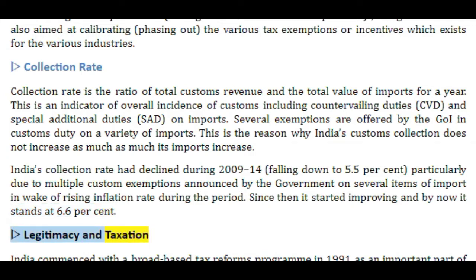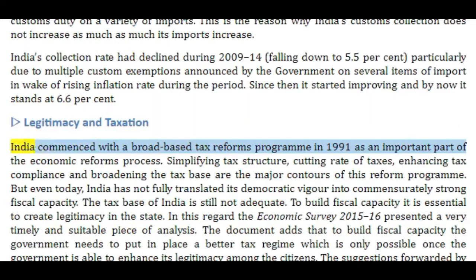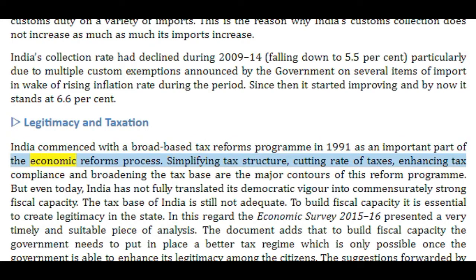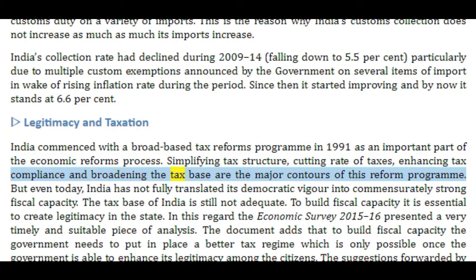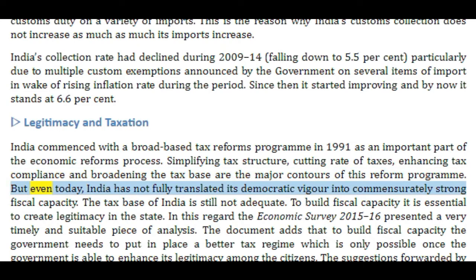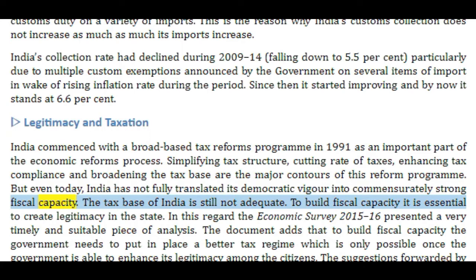Legitimacy and Taxation. India commenced with a broad-based tax reforms program in 1991 as an important part of the economic reforms process. Simplifying tax structure, cutting rate of taxes, enhancing tax compliance, and broadening the tax base are the major contours of this reform program. But even today, India has not fully translated its democratic vigor into commensurately strong fiscal capacity.